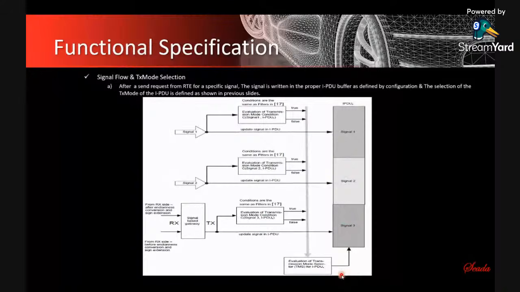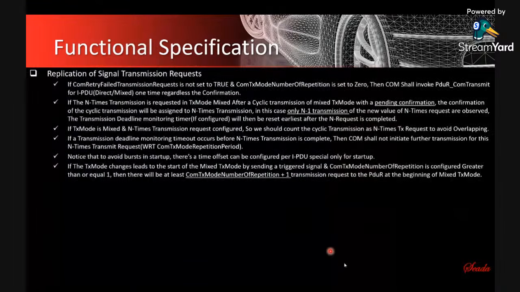Great. Then this is happening inside the COM, the evaluation of transmission mode selection. It's happening inside the COM. Then let's go see the concepts which the COM is providing for us during the implementation. And you can think how to use this concept in your current project or current implementation if you are doing it. Then the first concept we're going to talk about is replication of signal transmission request.